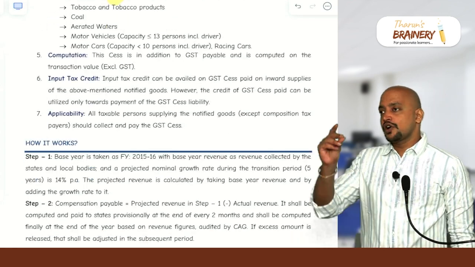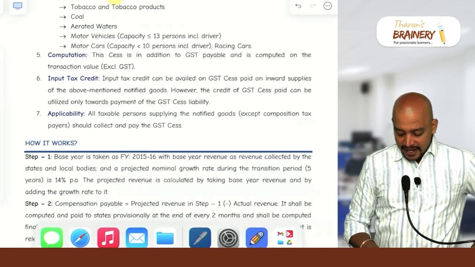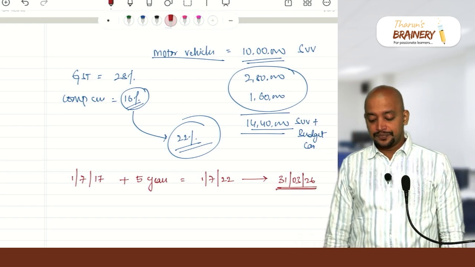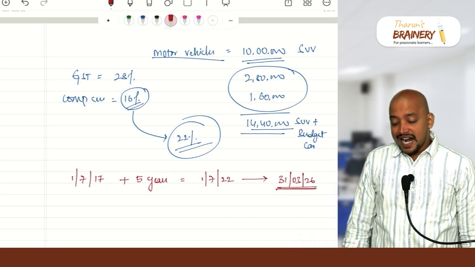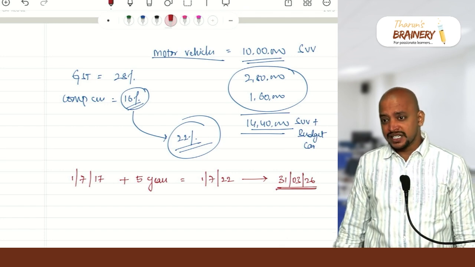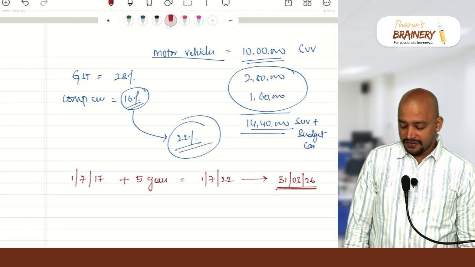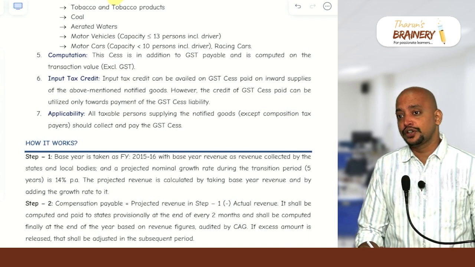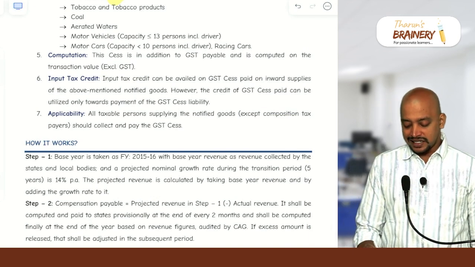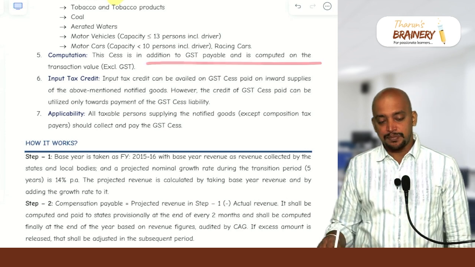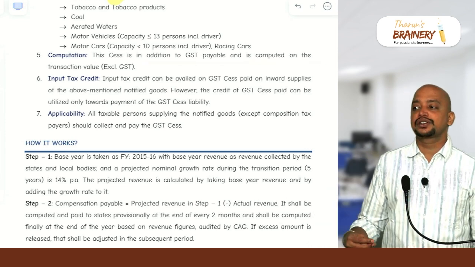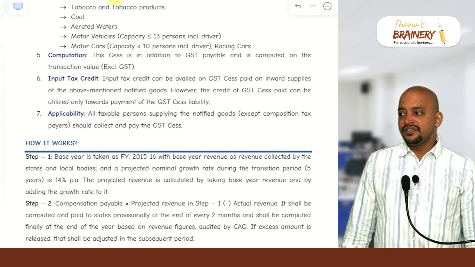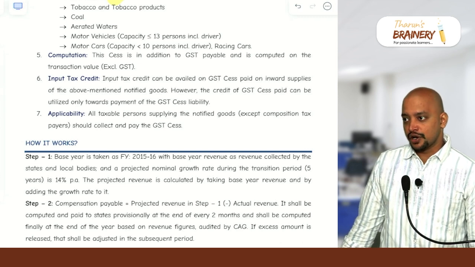And computation. Now concentrate. While discussing one example related to motor vehicles, on what did I compute the compensation cess? On value. So whether I added GST and then computed compensation cess, or computed compensation cess on the value itself? Value itself. So while computing the compensation cess, we don't have to add GST. This cess is in addition to GST payable and is computed on the transaction value excluding GST. When we are discussing input tax credit, there we will come across this point.